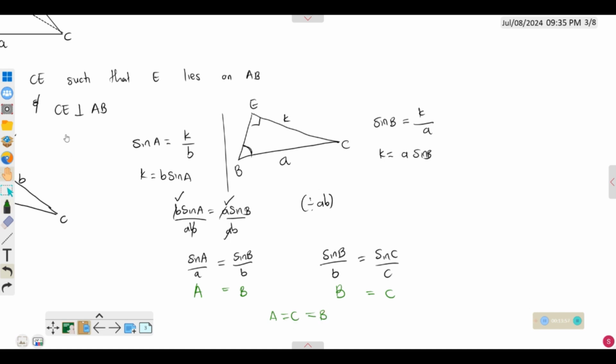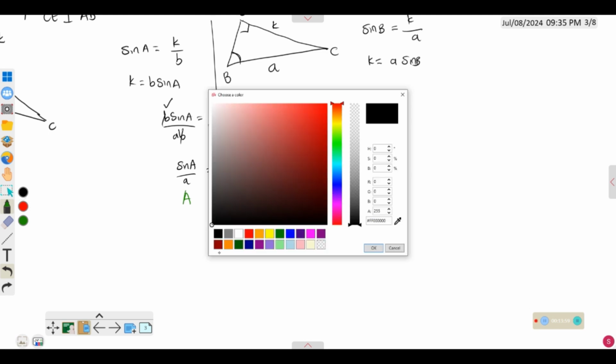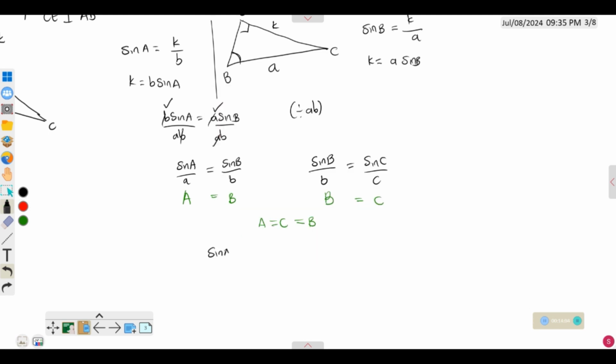That's why we can now merge the two expressions to get the final expression, which is sine A divided by a, which is equal to sine B divided by b, which is equal to sine C divided by c. Remember, we can change this into a over sine A, which is equal to b divided by sine B, which is equal to c over sine C, right?